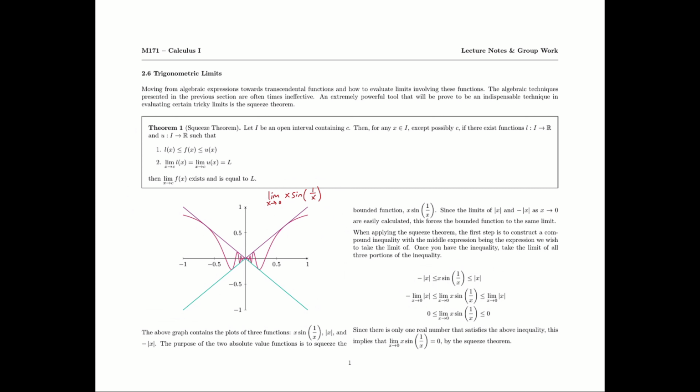So effectively, what this does is it squeezes this limit to having only one possible answer. Geometrically, the squeeze theorem is a little bit easier to see, that it actually takes this graph and sort of compresses it as you go in closer.